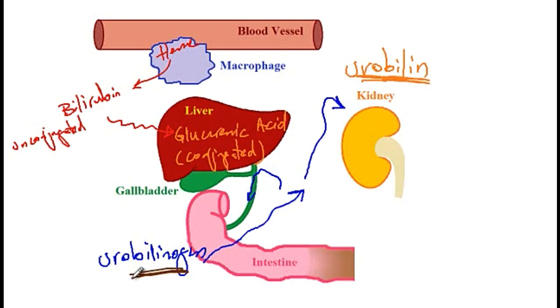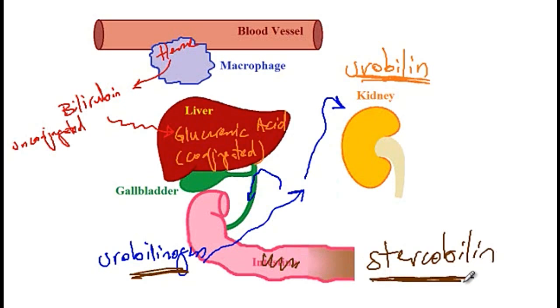The rest of the urobilinogen, which is not absorbed and remains inside the intestine, will be converted via the intestinal flora into stercobilin, which has a brown coloration, and thus it gives feces a brown color.